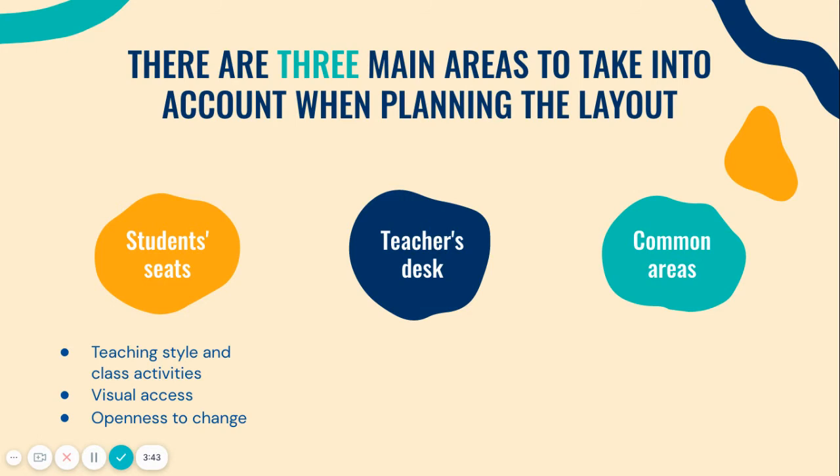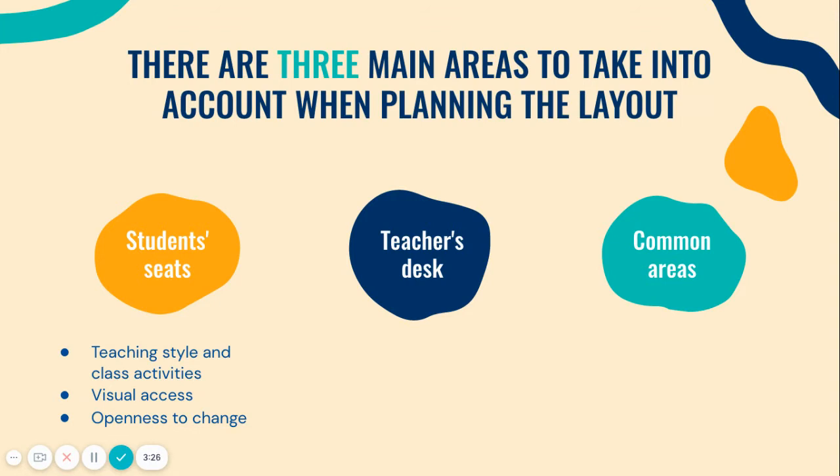So first, for student seats, it is important to take into account our own teaching style and class activities. This is going to let students know what will happen during the class. And even if you don't know your students very well at the beginning of the year, for example, it is important to have a seating arrangement so that they can work comfortably.